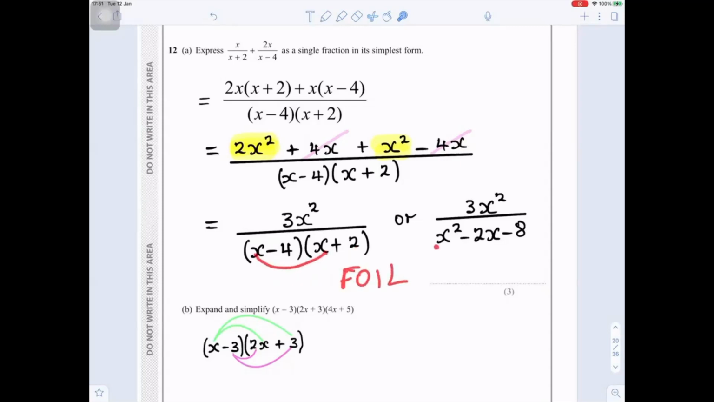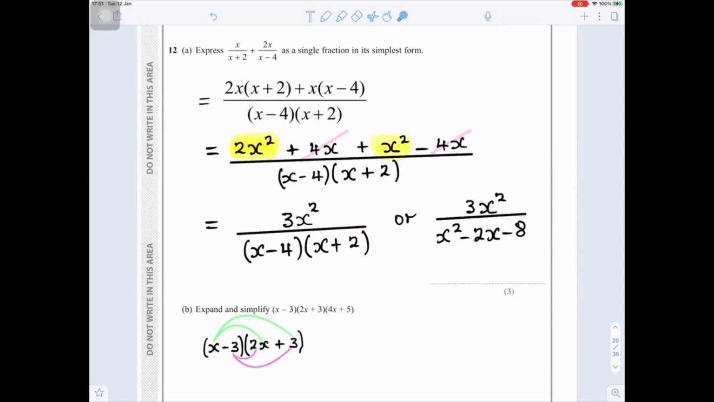First, x times x is x squared. X times 2 is 2x. Minus 4 times x is minus 4x. Minus 4 times 2 is minus 8. And the 2x plus minus 4x gives minus 2x. So you can leave it like that or like that.